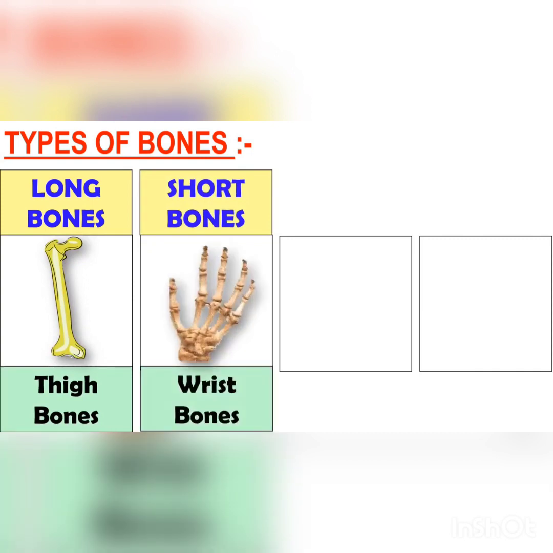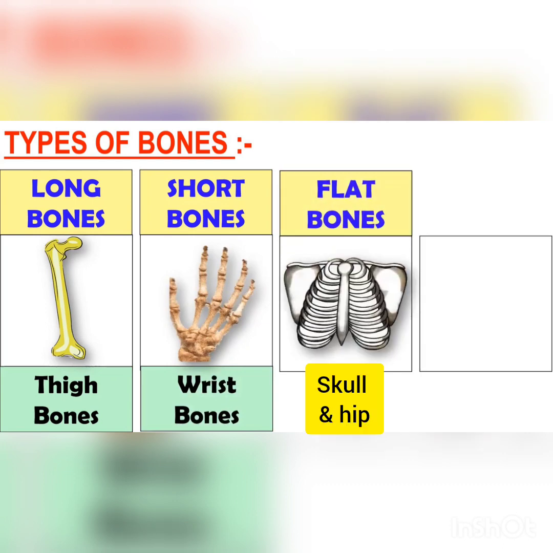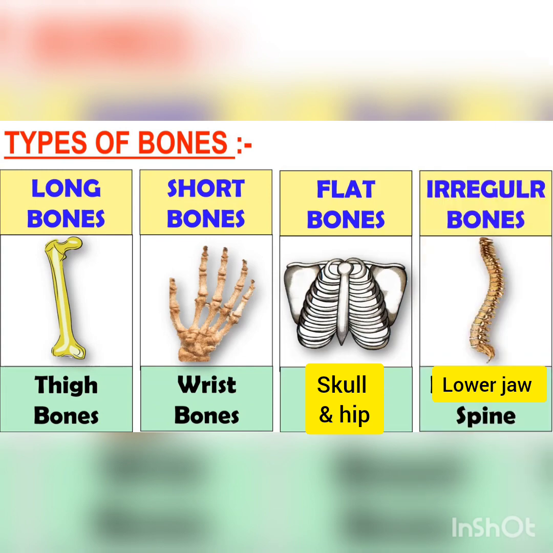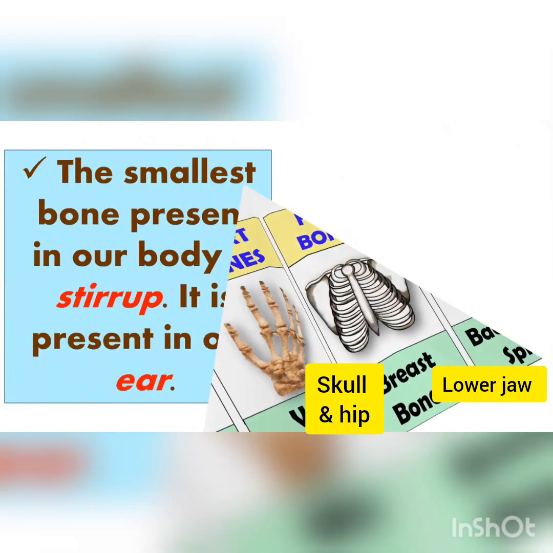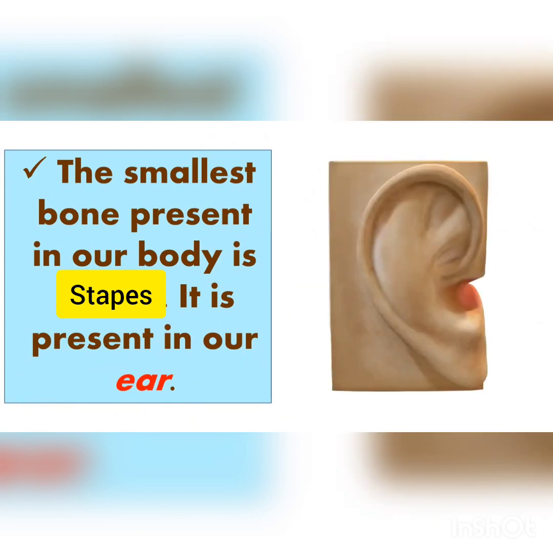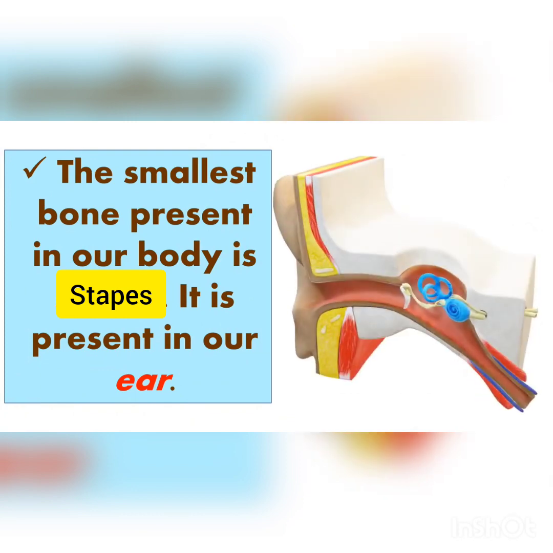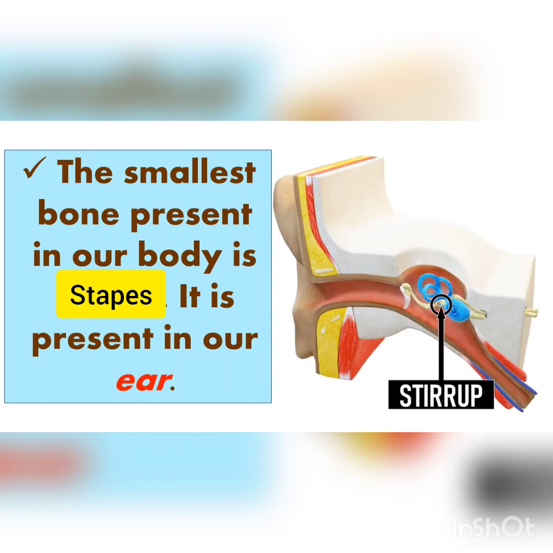Short bones are found in wrist, ankles, hands and feet. Flat bones are found in skull and hip. Irregular bones are found in lower jaw and spine. The smallest bone is present in our ear, and it is known as stapes. S-T-A-P-E-S.